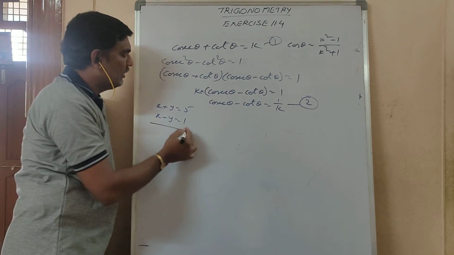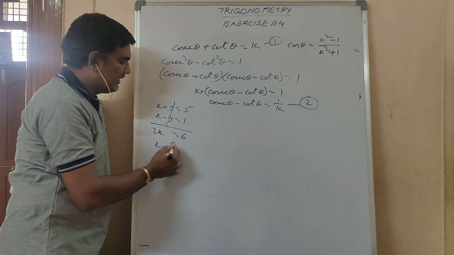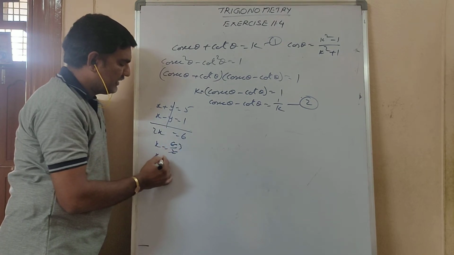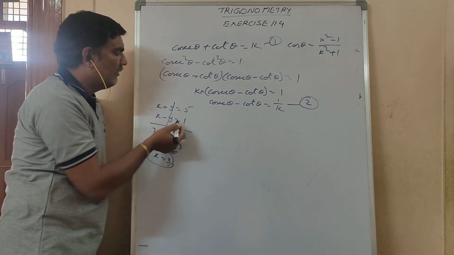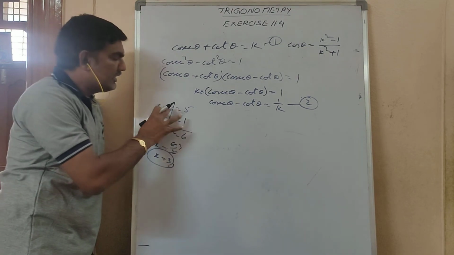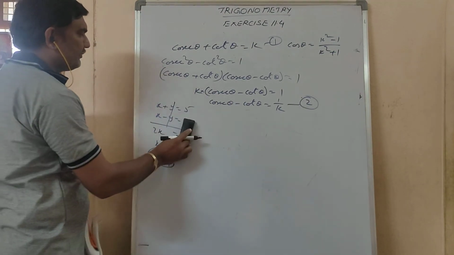So, to solve this one, you should know this. What you have to do is addition. 2x is equal to 6. x is equal to 6 by 2. x is equal to 3. If you substitute x equals 3 in this one, y is equal to 2. So this is the solving you have to do here. That is how you have to do it, we'll see it.